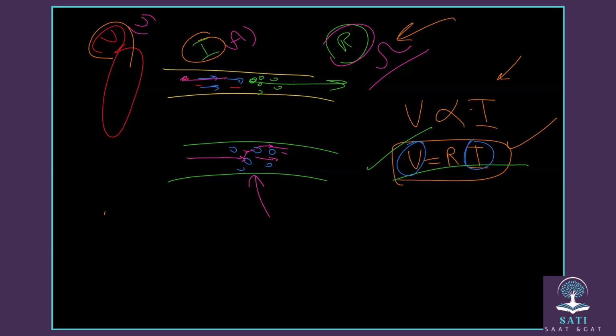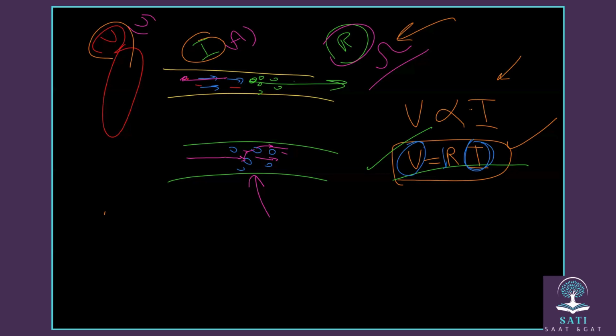So how is the current I affected by the voltage and by the resistance? The higher the voltage, the higher the current, directly proportional, if the resistance is constant. And when we decrease the resistance, we increase the current, as long as the voltage is constant. So voltage and current are directly proportional, while resistance and current are inversely proportional.